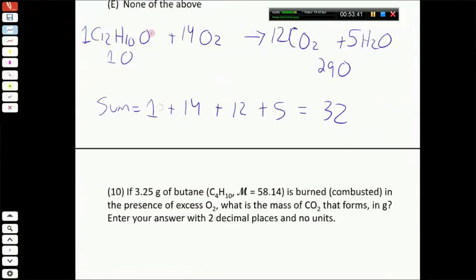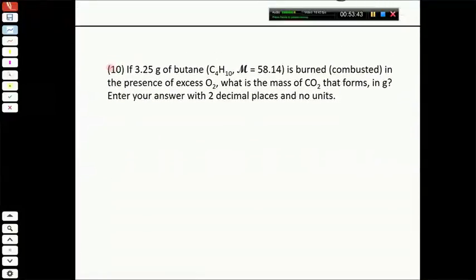All right, on to the next one, which is getting into stoichiometry now. So here's another combustion reaction. C4H10 in this case, we want to burn it in the presence of O2, and we want to find the mass of carbon dioxide that forms if we're burning 3.25 grams of the butane. So this is another problem that requires us to first balance the chemical equation, which isn't given here.